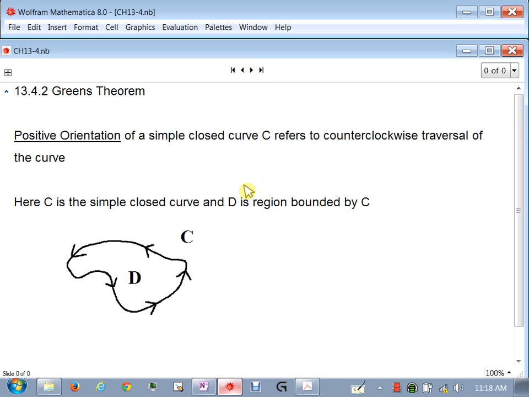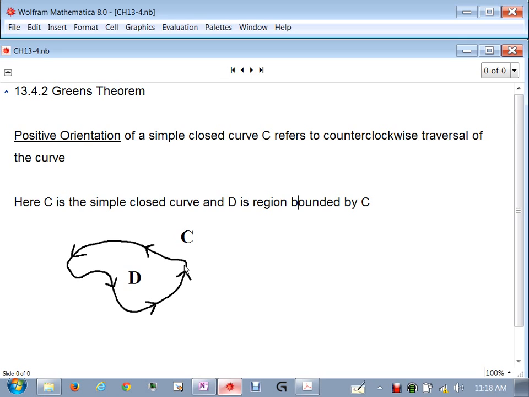So first we need to establish what's called positive orientation. If you have a simple closed curve C, closed curve means that its initial and terminal points are the same, starting and ending points are the same. So if I move along this curve C, let's say I start right here, I move around, and I come back to that point. If I move around in the counterclockwise direction, then that's called positive orientation.